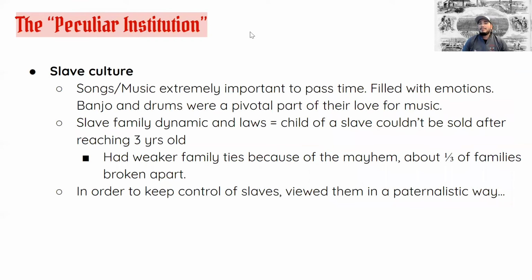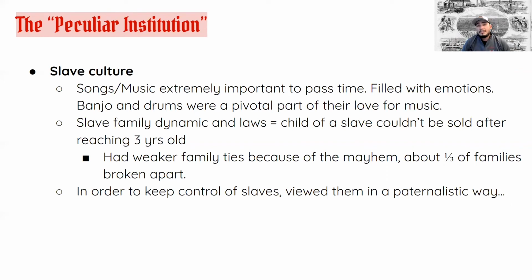But talking about that a little bit more within this peculiar institution, you start to see a way for African Americans to still create some form of identity. There are countless songs and music that are created in this antebellum slave society culture. And a lot of it was created as a form of expressing emotions and also as another way of passing time during the work times.